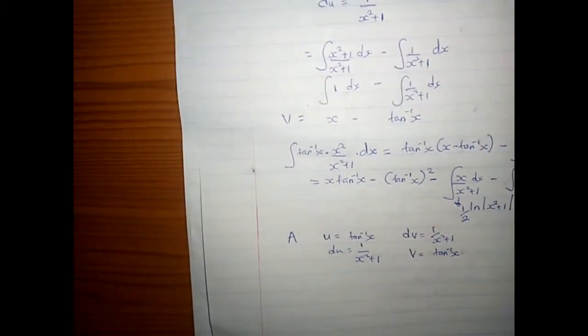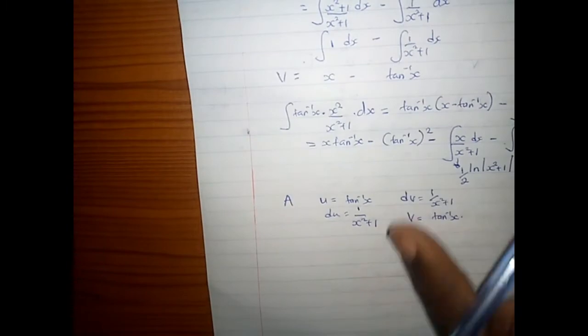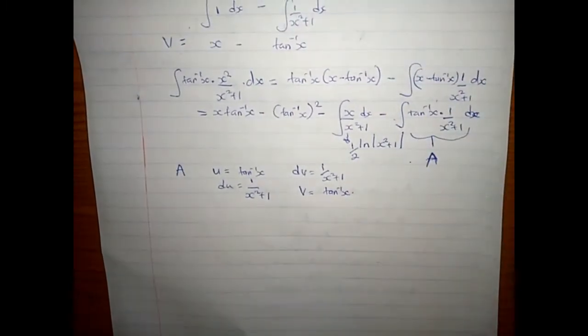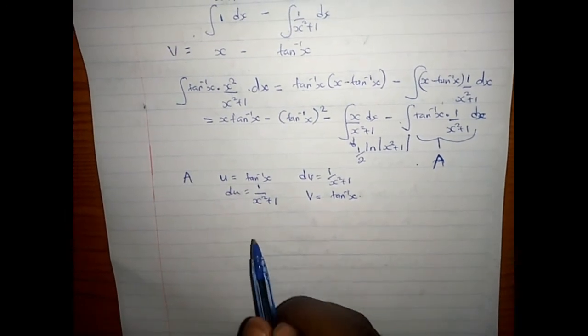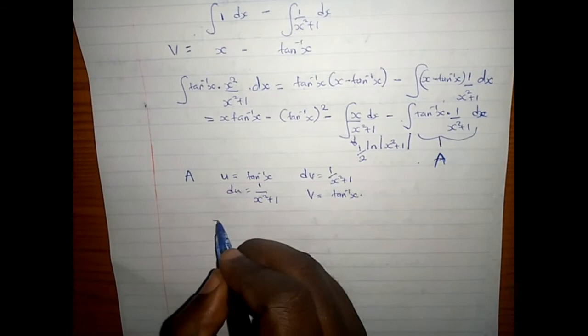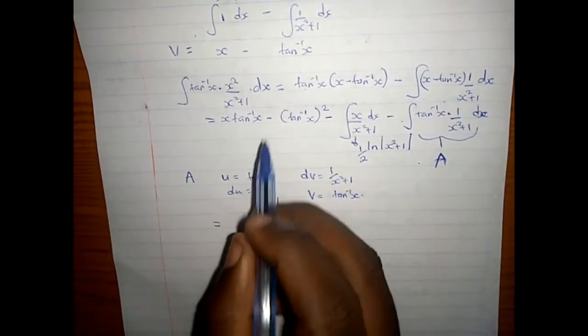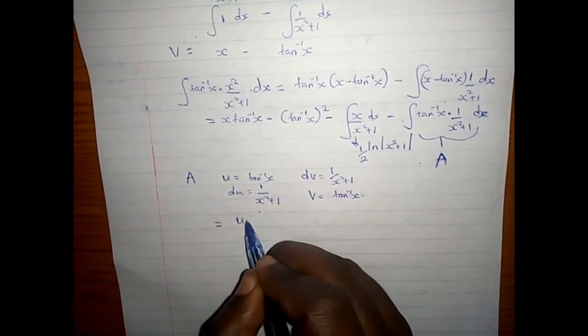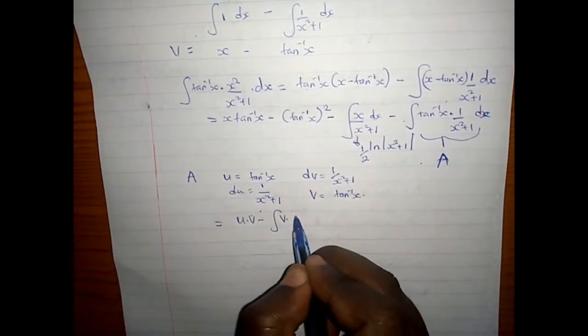Hope you're moving on swiftly with this. Afterwards, here we are going to integrate this, so I'm going to have my uv. First write the formula here so that you don't forget. It is uv minus integral of v du.